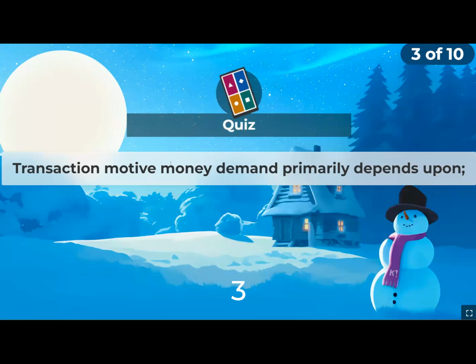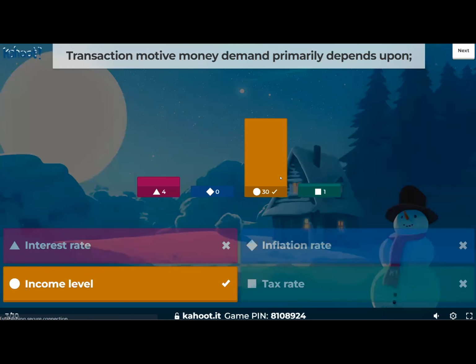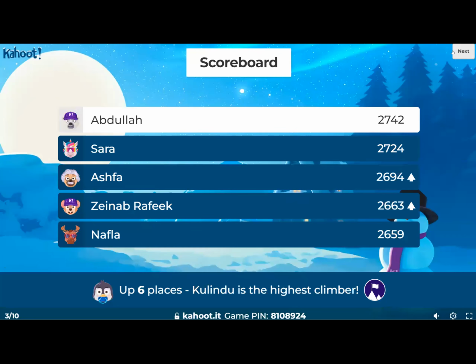Transaction motive, money demand primarily depends on interest rate, inflation rate, income, tax. Transaction motive, money demand primarily depends on what? Easy one. No, it depends on your income level. Remember, transaction and precautionary both were on income. None of you are getting it correct. A very close leaderboard though.